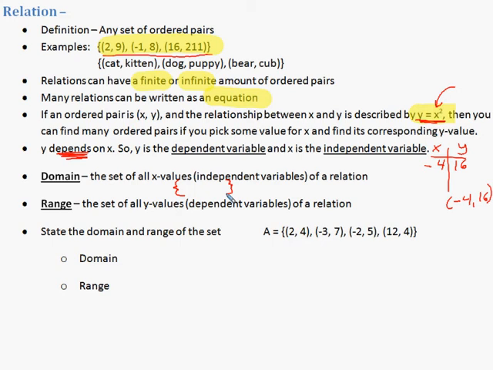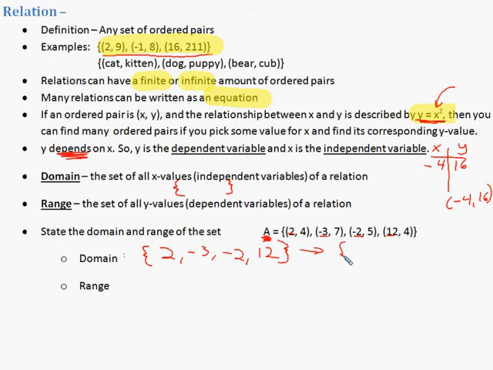So here in this next example, we have relation A, and that consists of the points (2, 4), (-3, 7), (-2, 5), and (12, 4). So it has 4 points. We want to state the domain. The domain is a set. It's the set of x values. So we're going to list the x values: 2, -3, -2, and 12. I'm just looking here at these x values. So that's the domain.